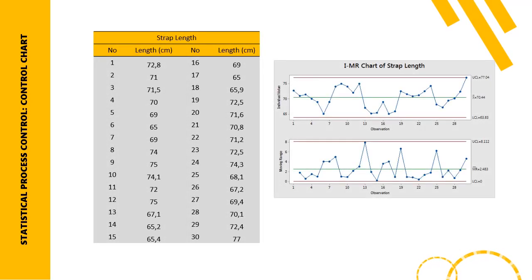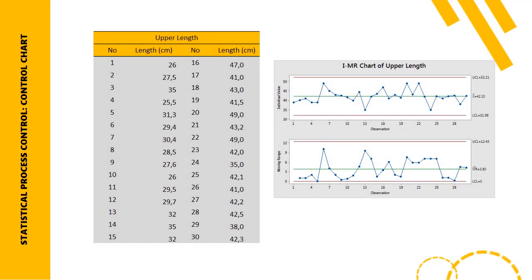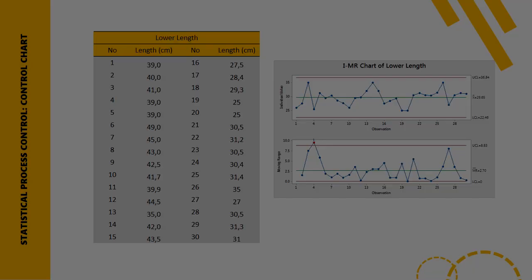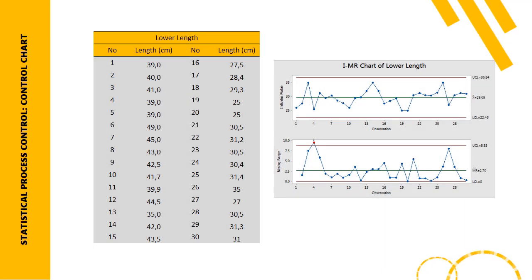We use the IMR chart because the product we observe needs quite a long time to produce and it is produced in small numbers. For the strap length data, there are no points outside the control limit. The recapitulation of the data is shown on the left, and we can see that there is no out of control data for the upper length chart. For the lower length chart, there is one point outside the control limit, which means the production line must be analyzed to find the root cause of the out of control data.